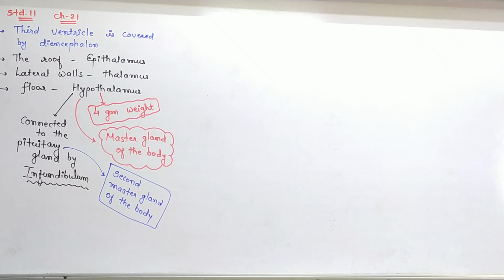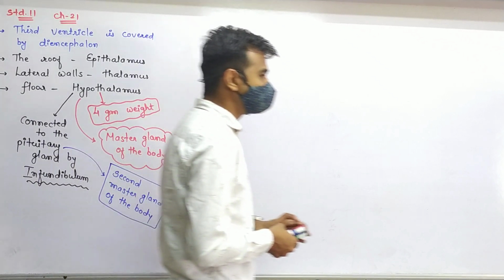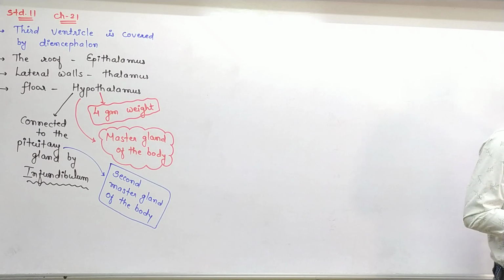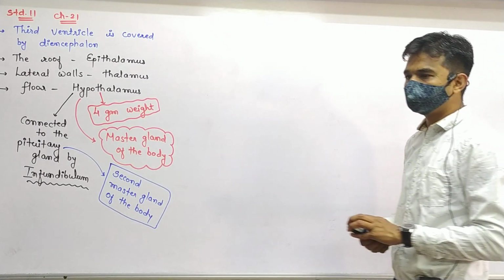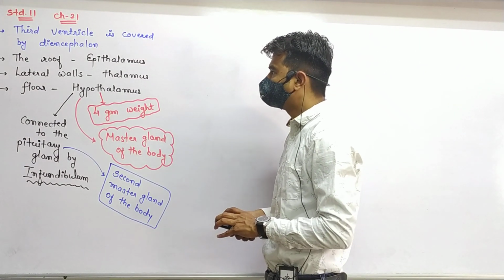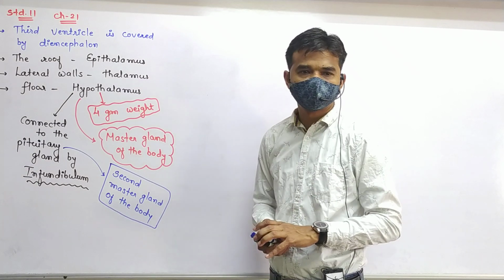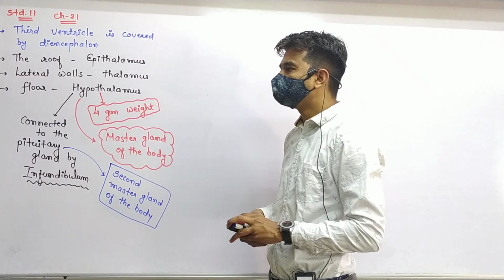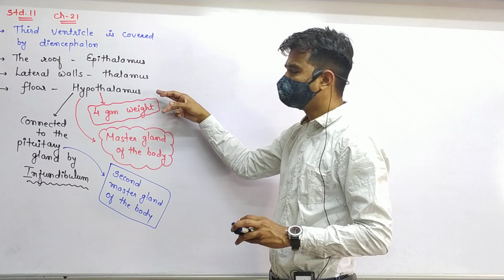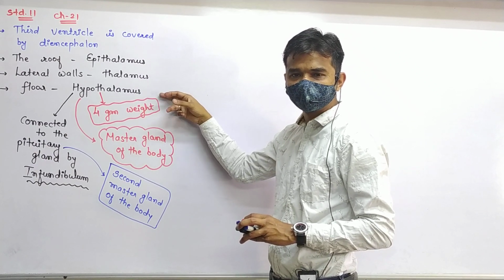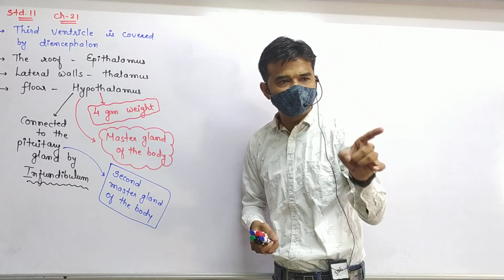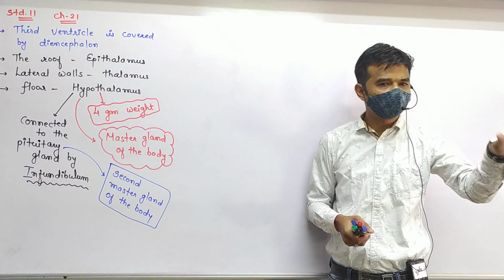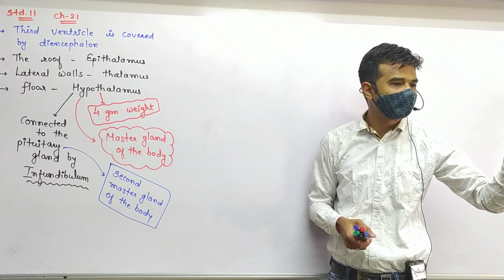See, the third ventricle is covered by the diencephalon. Fine. So the roof of it is known as the epithalamus, the lateral wall is known as the thalamus, and the floor is known as the hypothalamus. In an adult person, the weight of the hypothalamus is 4 grams only.